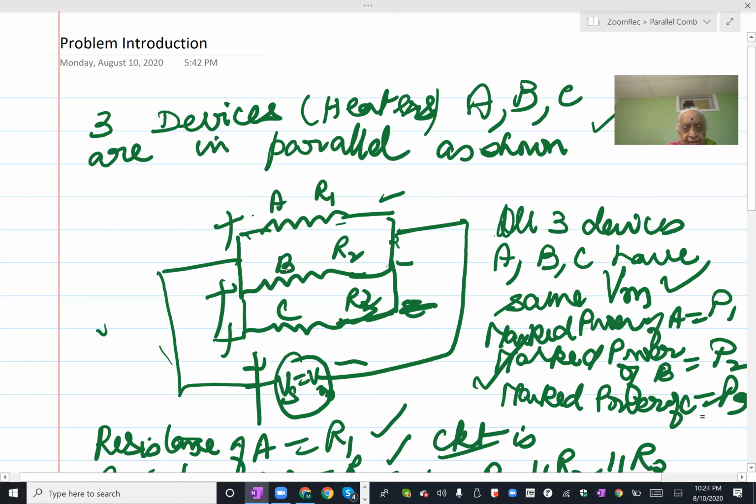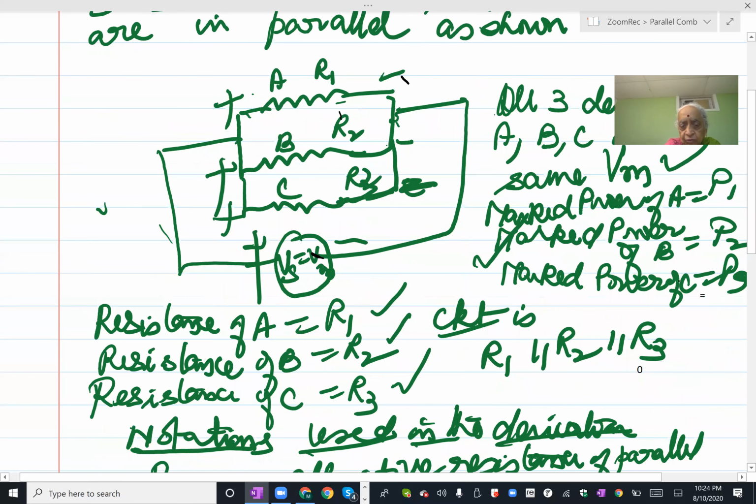And let A, B, C be the three devices which are connected in parallel, and R1, R2, R3 are their resistances. All the three are connected in parallel, meaning the positive of the voltage source is connected to the left end of each of them, and the negative of the voltage source is connected to the other end of each of them. The resistances of A, B, C are R1, R2, R3 respectively. All of them have the marked voltage Vm, and they have the powers P1, P2, P3 respectively. They have different powers, so that's what I have written here.